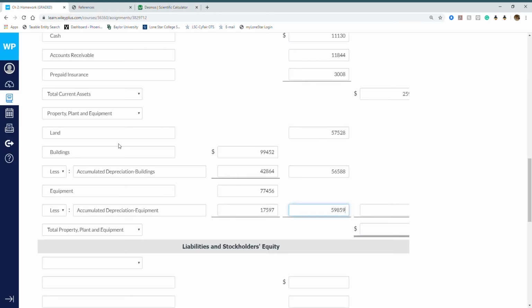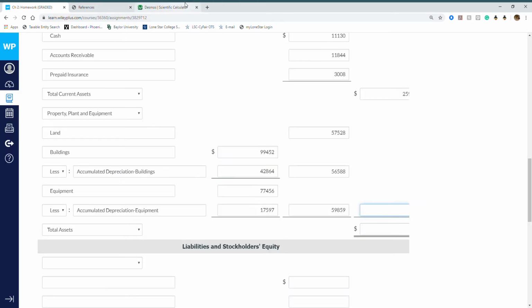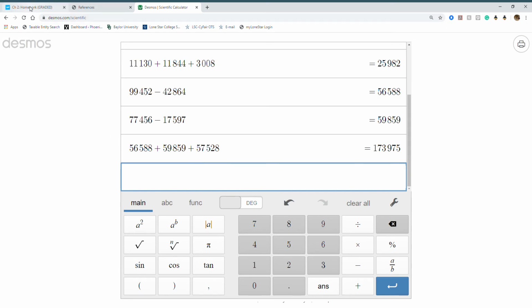Alright. Actually, that's not total. I almost did a boo-boo right there. That's total assets. They went ahead and did the total right here, and they throw off with that. I went a little bit too fast right there. Because here's our total right here for total property, plant, and equipment. So let's take 56,588 plus 59,859, and then add our land, which was 57,528. So we have a total of 173,975.